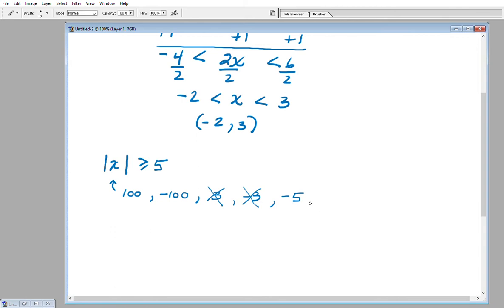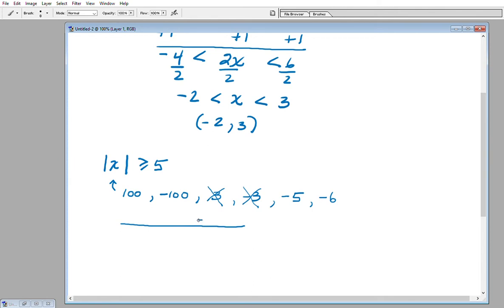What do you say to minus 5? Yeah, minus 5 is. The absolute value of minus 5 is equal to 5, so that's good. Minus 6 is good. So basically, it's going to be everything to the right of 5 and to the left of minus 5. Let's do the number line now.